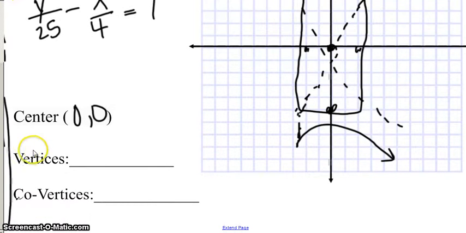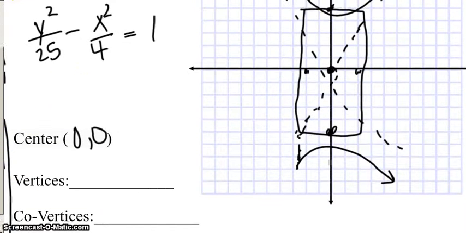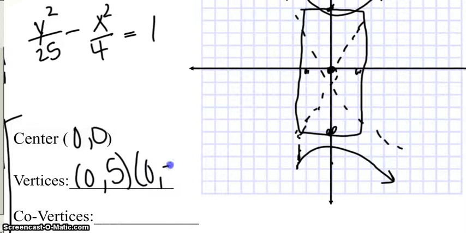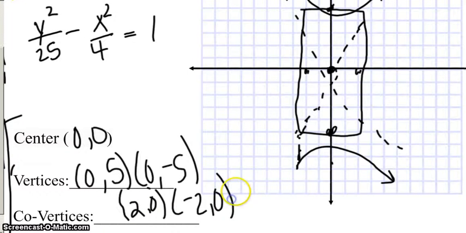So, my vertices now, since these are the points I touched, those become my vertices. So my vertices would be 0, 5 and 0, negative 5, and my co-vertices would be 2, 0 and -2, 0. Okay. All right, let's see the next one.